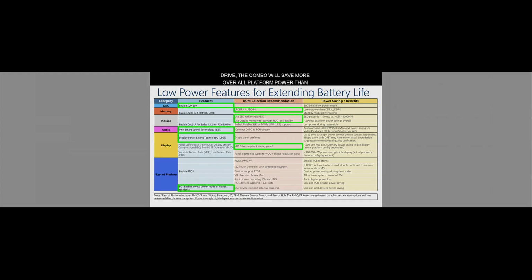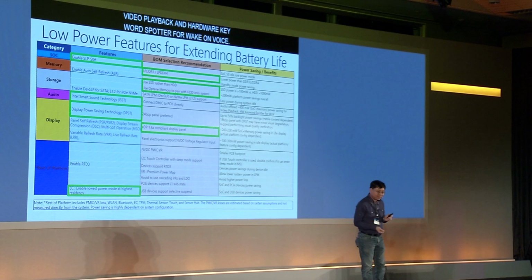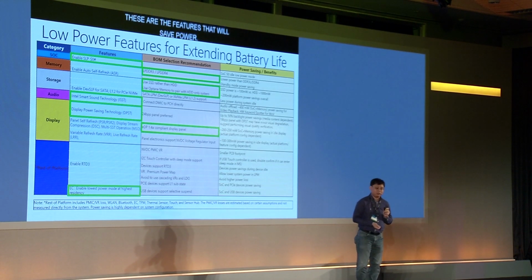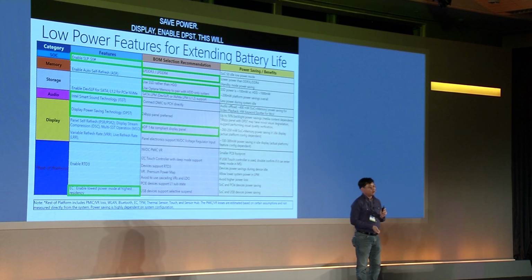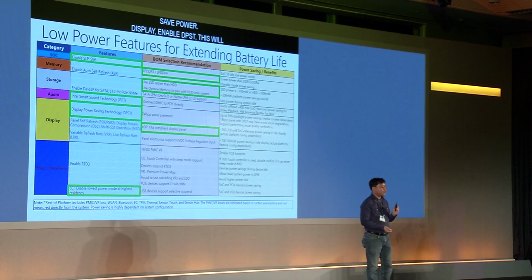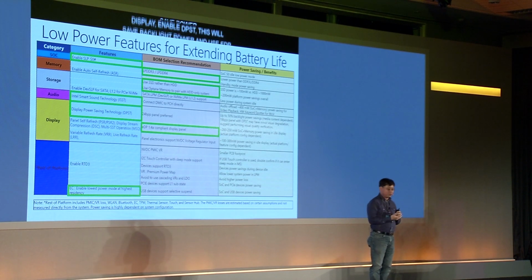For audio, enable Intel Smart Sound technology, as ISST supports audio offload for video playback, and also a hardware keyword spotter for wake on voice. These are features that will save significant power. Display: enable DPST, display power saving technology. This will save backlight power. And use an eDP 1.4a compliant panel. eDP 1.4a has several key power saving features like PSR2.